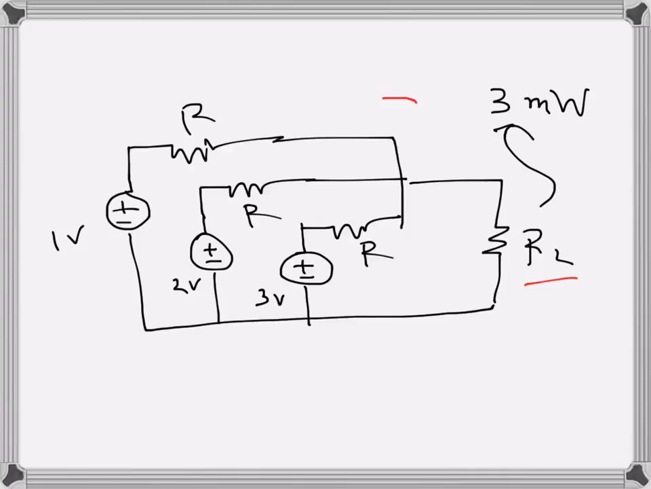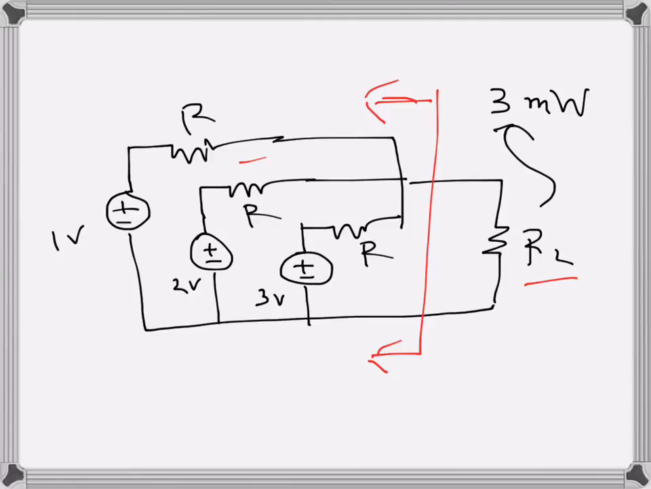Now we can imagine this side to be the source side, which has 3 voltage sources, and this is also the line. There are 3 line resistances in this combination. We need to find the value of RL which will result in maximum power delivered to it, and the maximum power is given, which is 3 milliwatt. So I have to do something here.